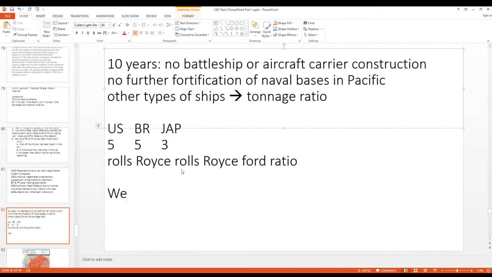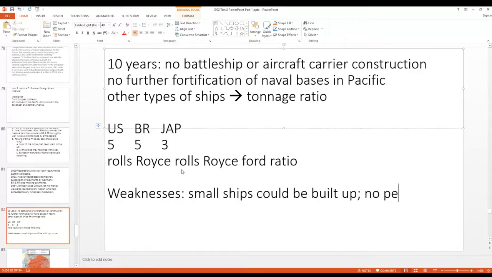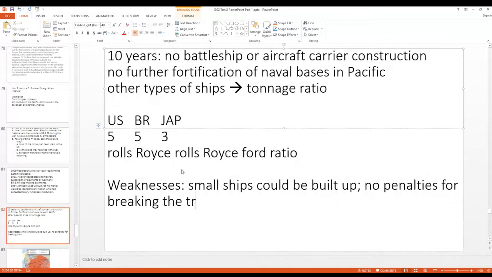Weaknesses. Small ships could be built up. You couldn't build battleships or aircraft carriers, but you could build destroyers, you could build submarines, you could build a lot of other ships. And there are no penalties for breaking the treaty.